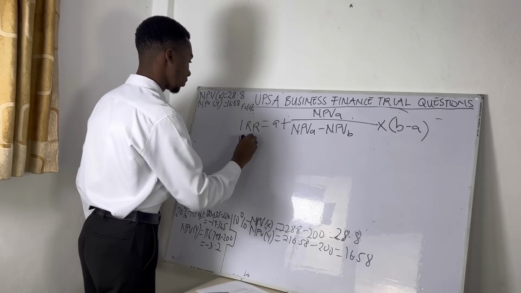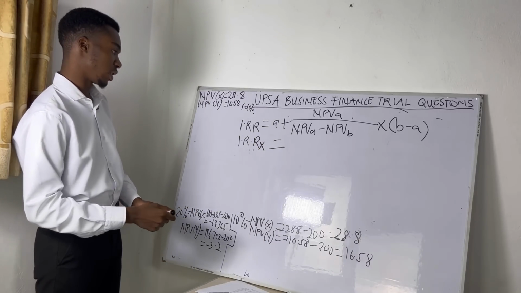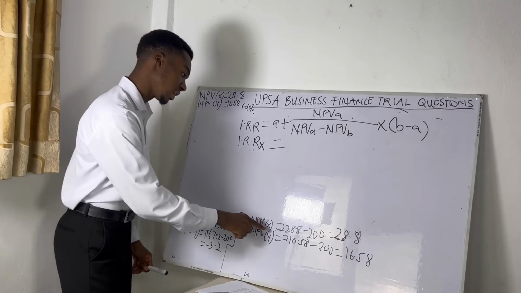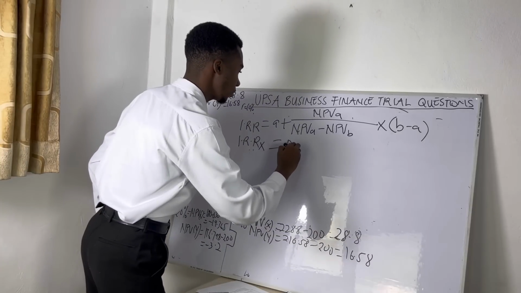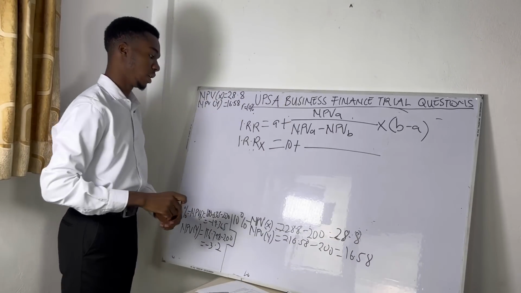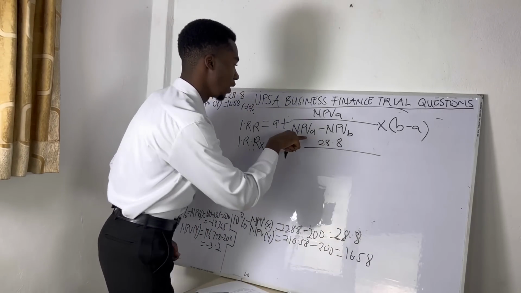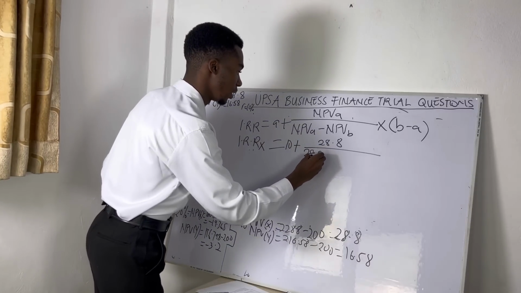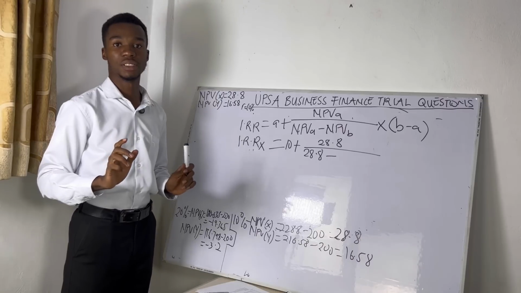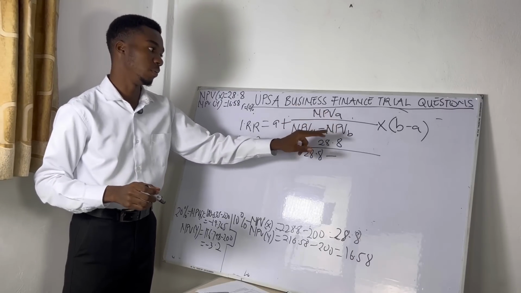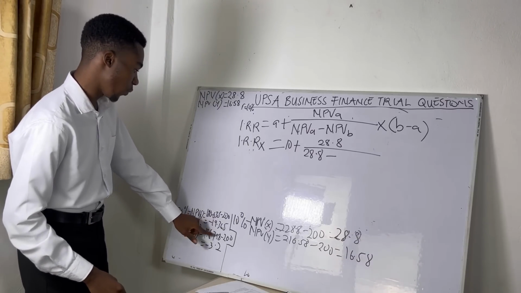So IRR for project X is equal to, so I said the A, now we are dealing with project X. So the A is the rate that gives you the positive value. So for project X, the rate that gives us the positive value, which is 28.8, is 10%. So that rate now becomes 10 plus then NPV of A. So the 10% gives us 28.8, over NPV of A again, so 28.8 again, then minus NPV of B. The NPV of A is the positive one. The NPV of B is the negative one. So what's the negative NPV of X? So where is it? Yes, right here, negative 19.365.